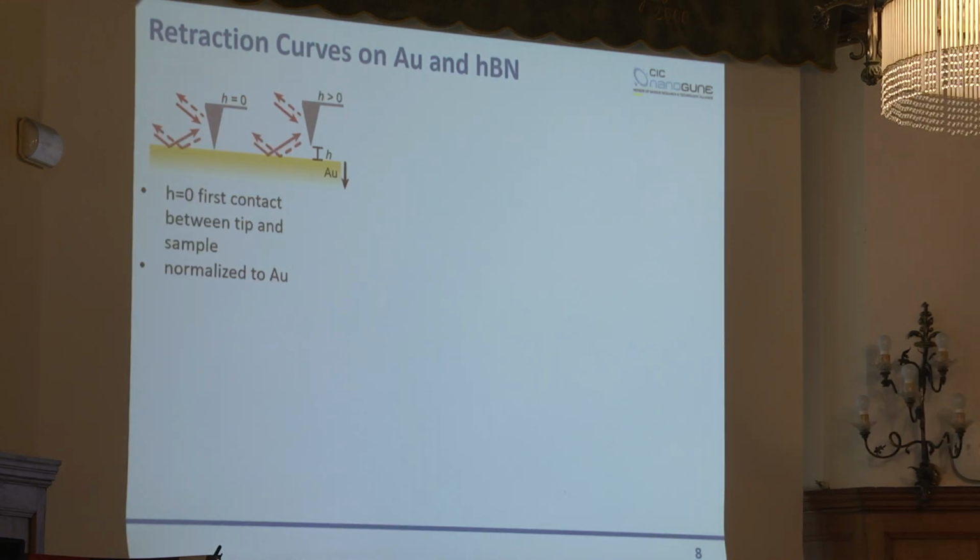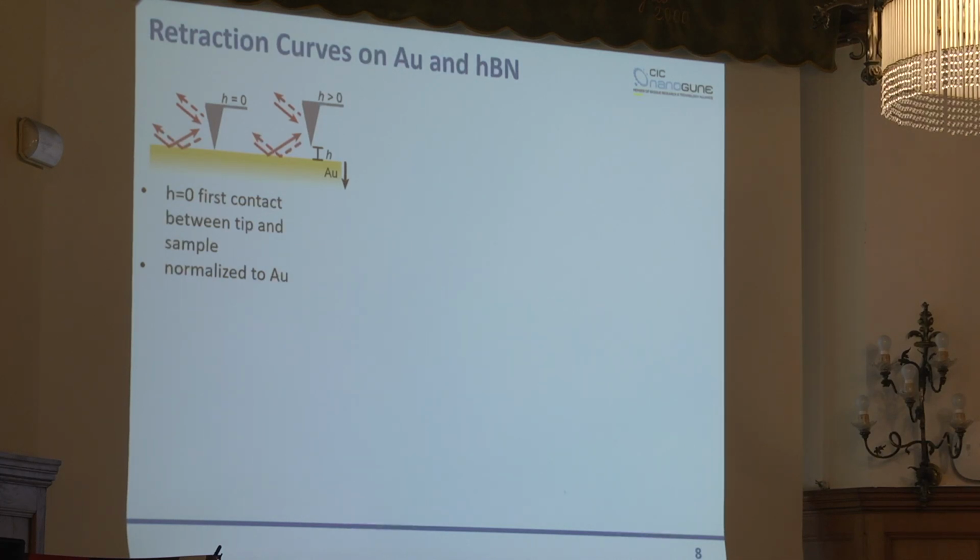In order to see a little bit more in detail what is going on, we took some retraction curves on gold and on hBN. Here I defined the height 0 as the first contact between the tip and the sample. And then basically you move the sample away. This is then the height, the distance between the sample and the tip.